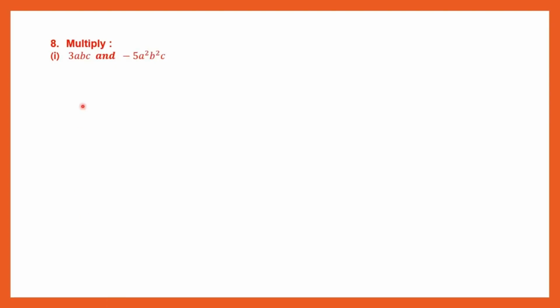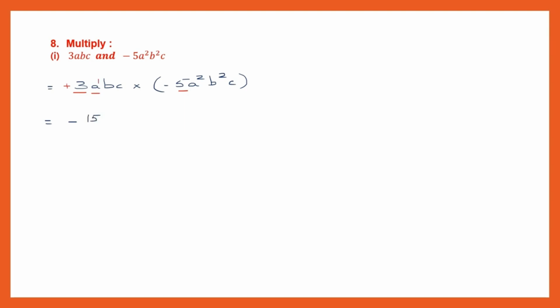So here we have a monomial and a monomial. We're going to multiply these two. But as you can see, there are many variables, so we have to be very careful. So let's begin. 3abc into minus 5a²b²c. I've put a bracket here because there's a minus sign there. Now let's first begin with the numbers, 3 into 5. The sign here is plus. Plus into minus is minus. Now 3 into 5 is 15. Then let's take the first variable, which is a here.